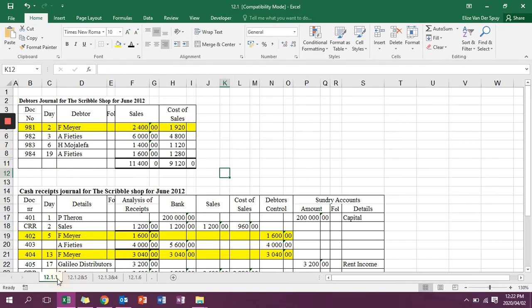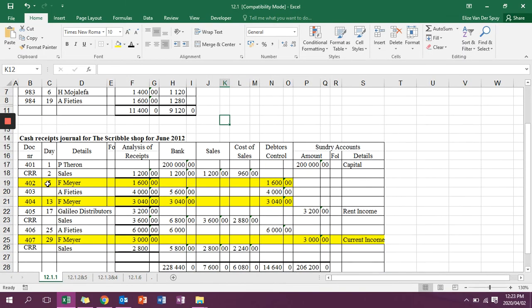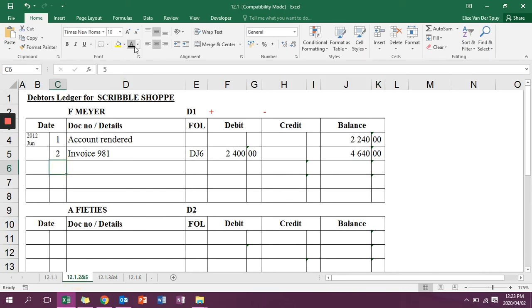All right, then I go back to my journal and I see the next one is on the 5th. He paid his debt. So therefore I'm going to have on the 5th, when we pay, we're going to issue a receipt. So it's receipt number 402. It's in the CRJ and CRJ means it's credit. All right, and now I'm going to say 4,640 minus 1,600 to give me my new balance of 3,040. So now F Mayo owes us 3,040 Rand on the 5th of June.